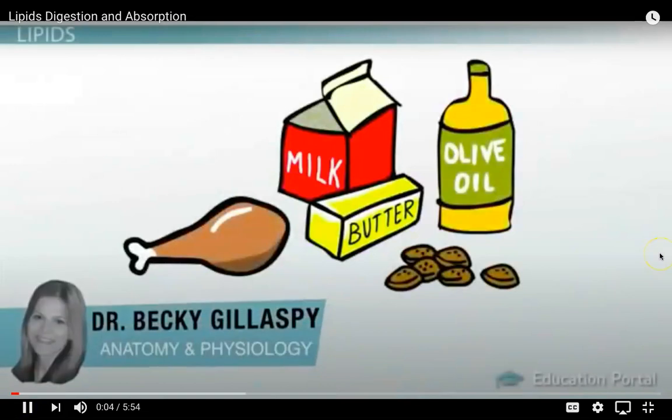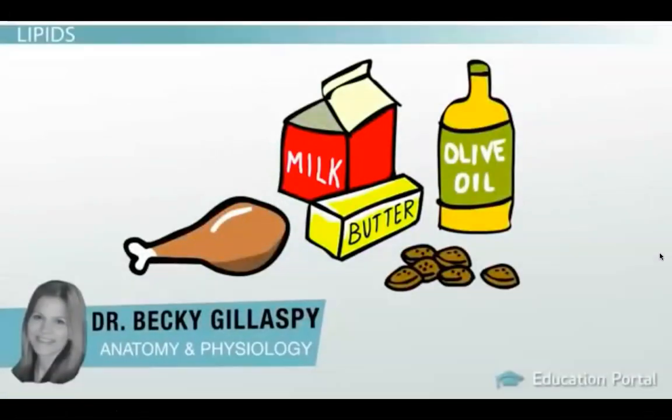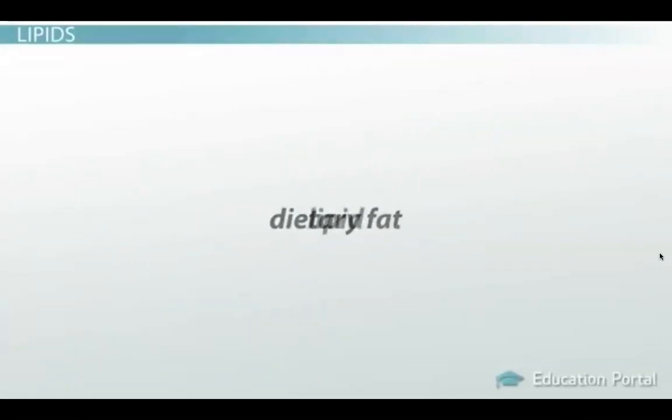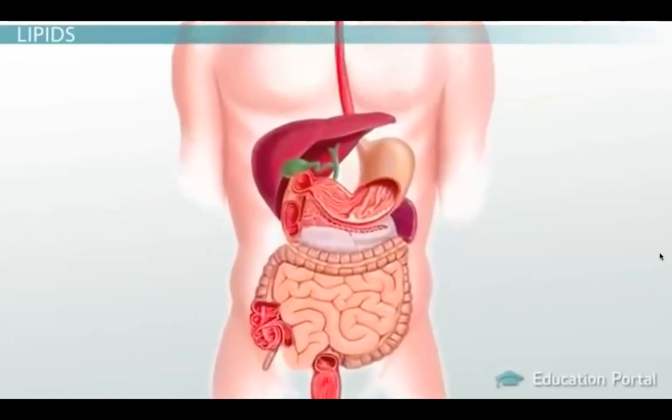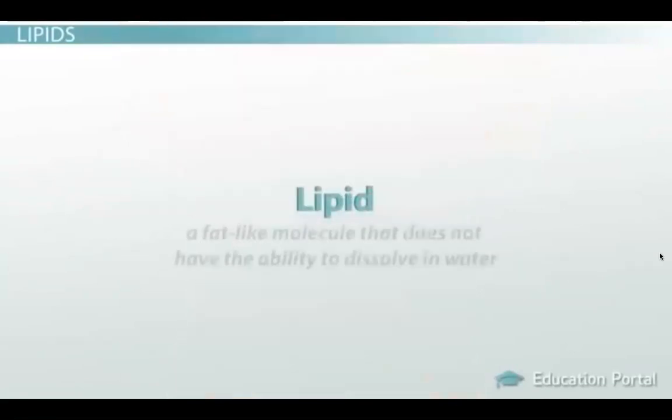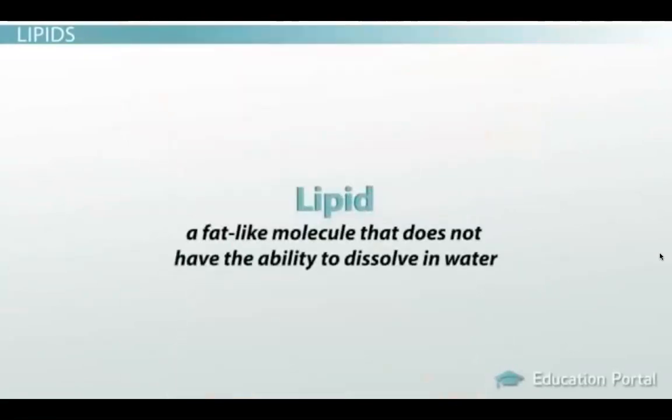Foods, such as meats, dairy products, seeds, nuts, and oils, contain dietary fat. And fat is a common example of a lipid. And in this lesson, you will learn about the unique way lipids, such as fats, are broken down and absorbed out of the digestive tract. Now, a lipid is defined as a fat-like molecule that does not have the ability to dissolve in water.